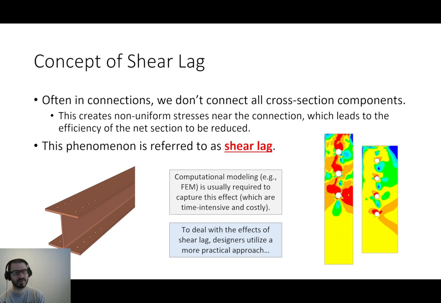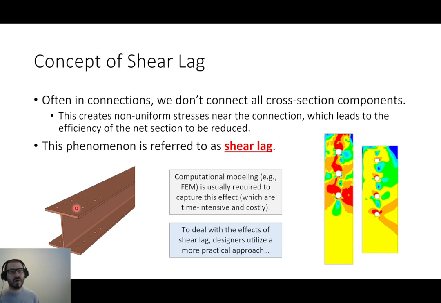Now what happens in steel design is this. Oftentimes when we have a connection for a structural steel element, we don't connect all of the cross-sectional components. What I mean by that is if I'm looking, let's say, at this W section, this is a very common connection scenario. We have a W section and it is connected via the flanges. In other words, the web's not bolted to anything, just the flanges. So only some of the components are connected.